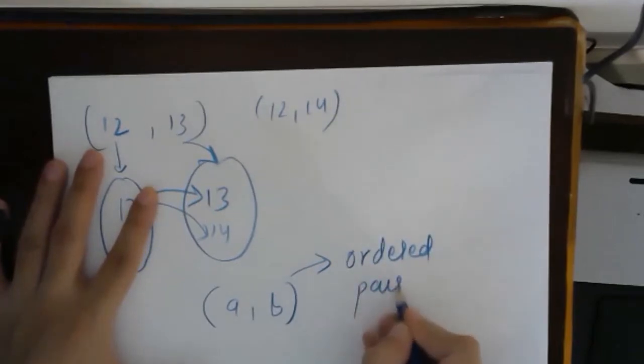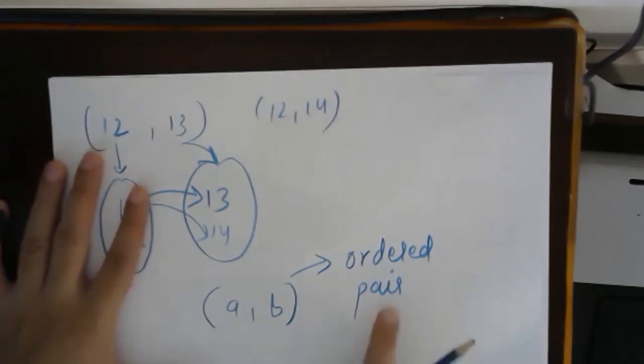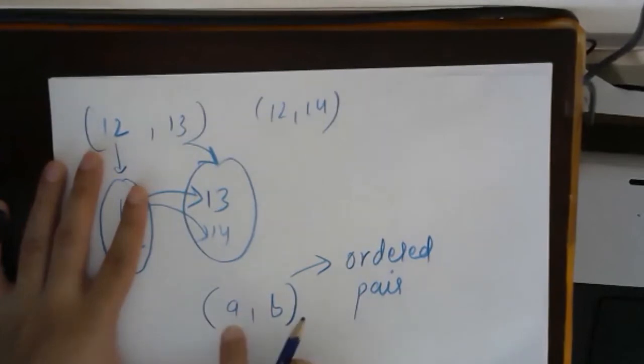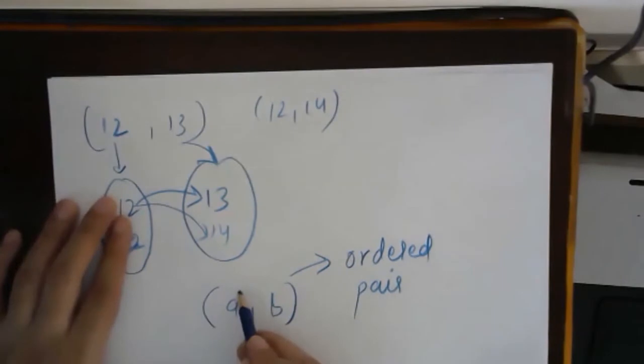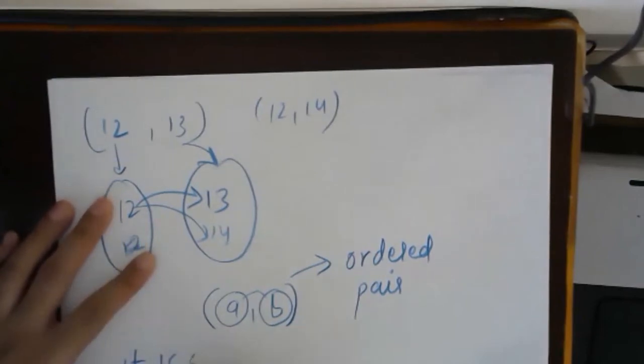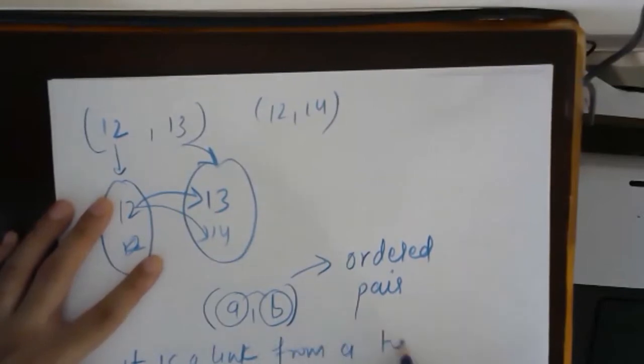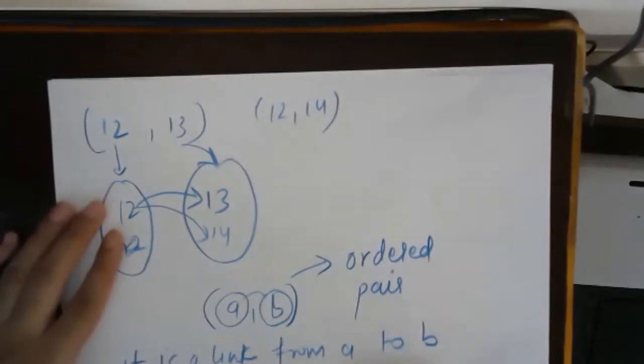Ordered pair is just a name given to this kind of representation. What does this mean? That an ordered pair is a unique set. It is a relation, a link from a to b.